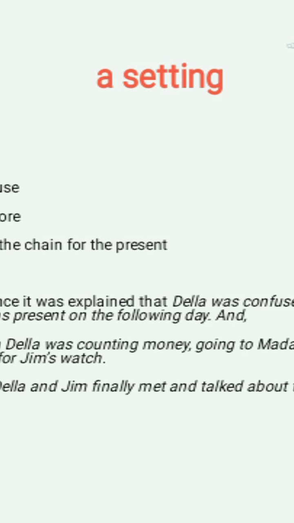So, the setting in the story has two. One, the place in the story, and two, time setting. The place in the story is at Della and Jim's house, and Madame Sofronie's store, where Della got the chain from the prison.